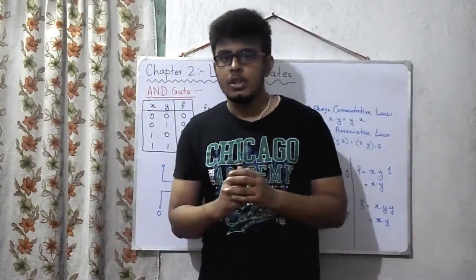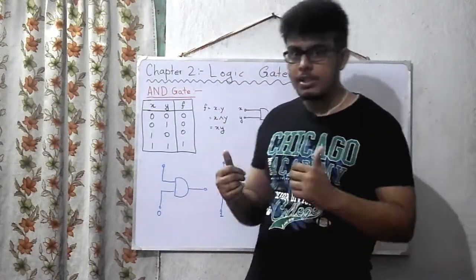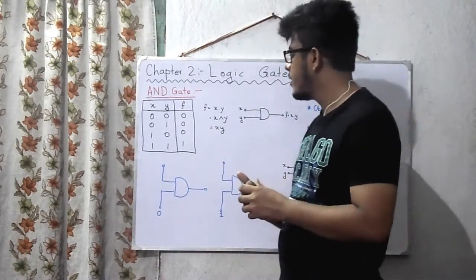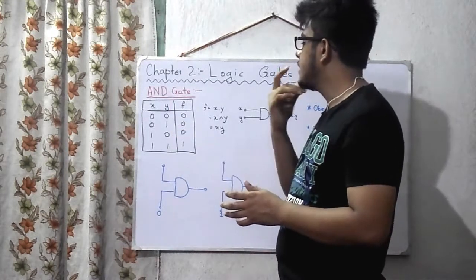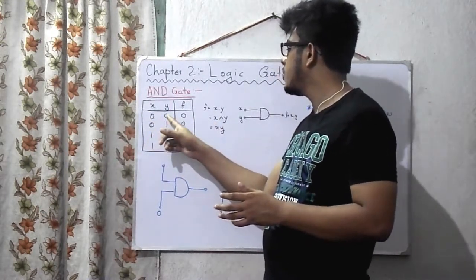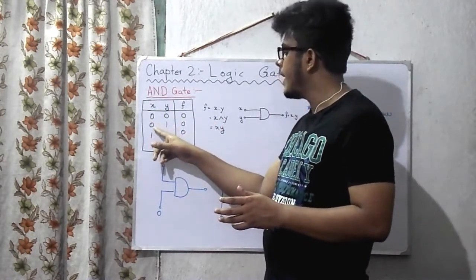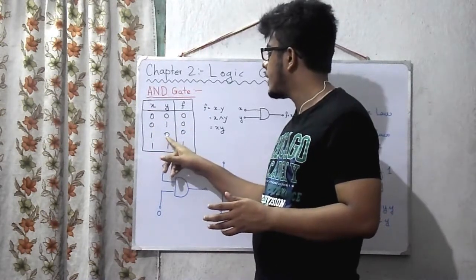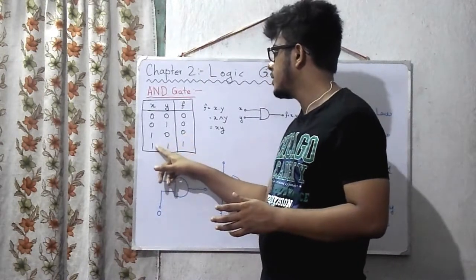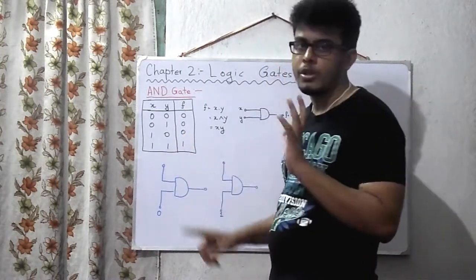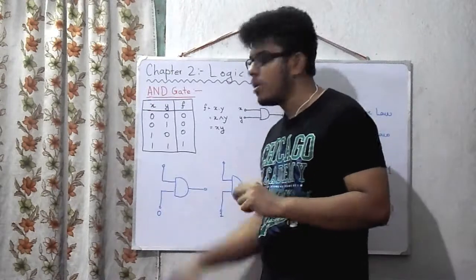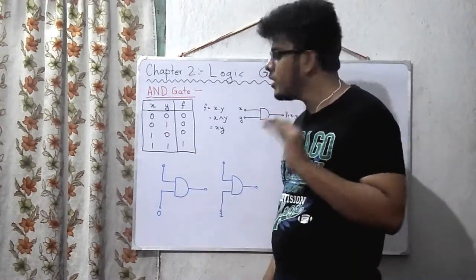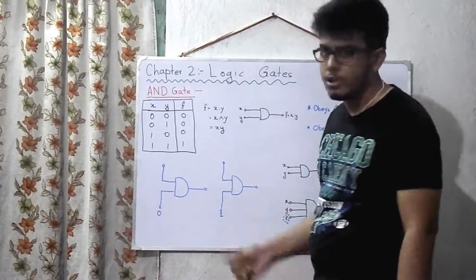To start off with the AND gate, first let us look at its truth table. If x is 0, y is 0, the output is 0. X is 0, y is 1, the output is 0. X is 1, y is 0, output is 0. X is 1, y is 1, output is 1. That means only if both the conditions are true is the output true. True means 1 basically, and false means 0.